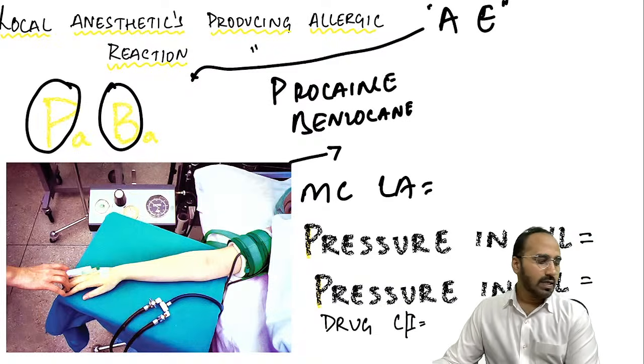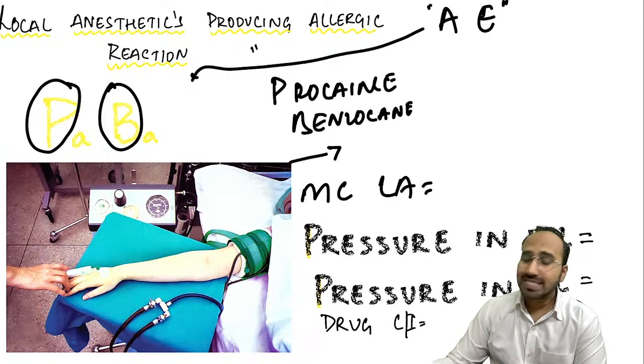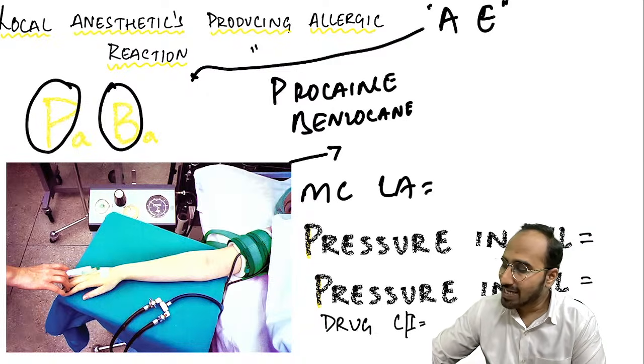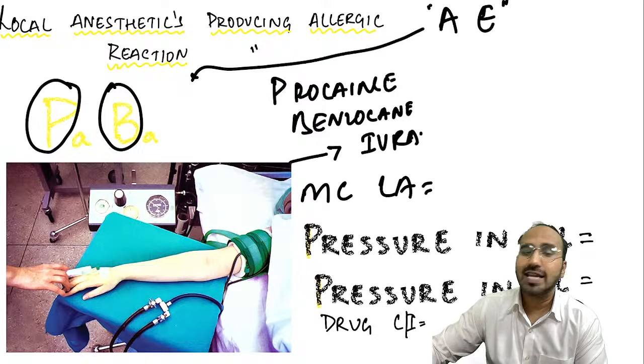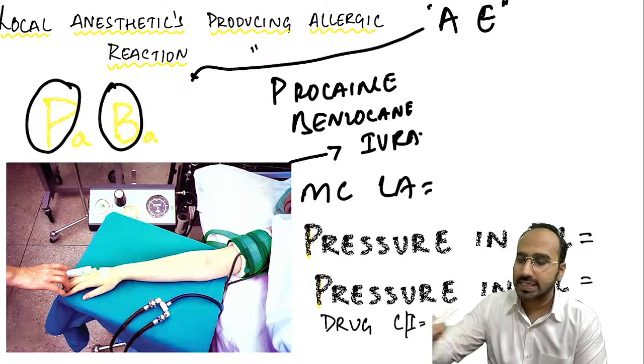Okay, chalo, ठीक है. So what is this technique, guys, over here? It is called as IVRA. IVRA का मतलब क्या है? Intravenous Regional Anesthesia. Look over here.